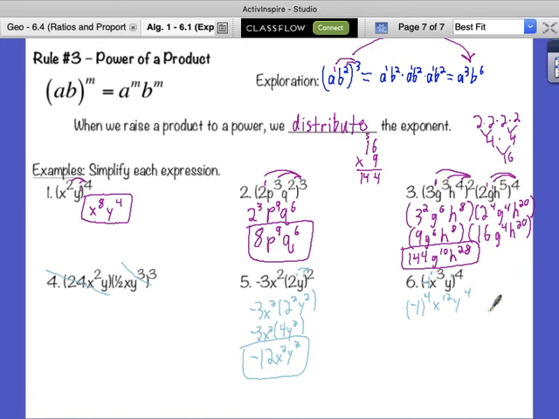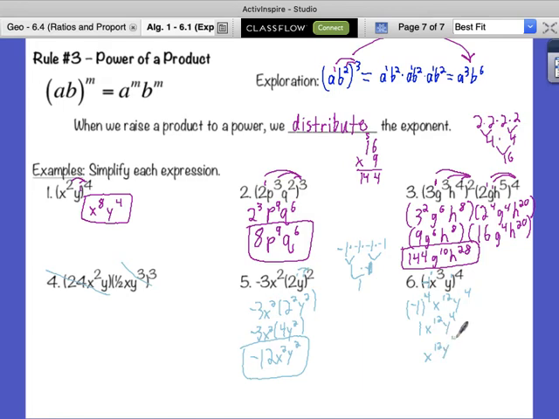Negative 1, how many times? I'll explain why. Positive 4. What's negative 1 times negative 1? 1. What's negative 1 times negative 1? Negative 1. What's 1 times 1? So we have 1 times x to the 12, y to the fourth. What's 1 times anything? Itself. So we just have x to the 12, y to the fourth as our answer.